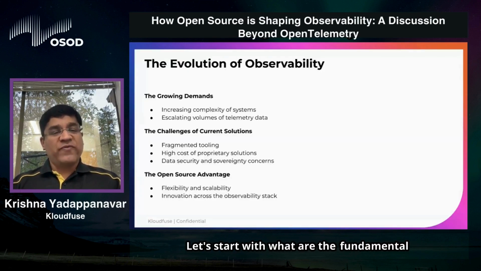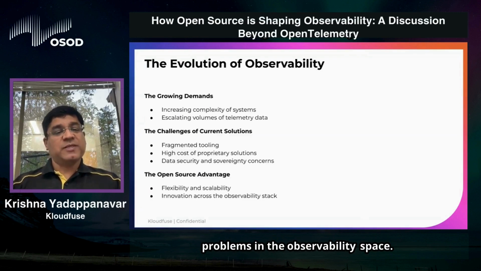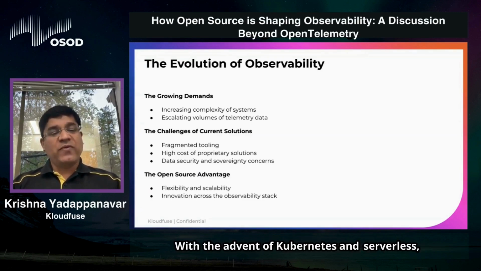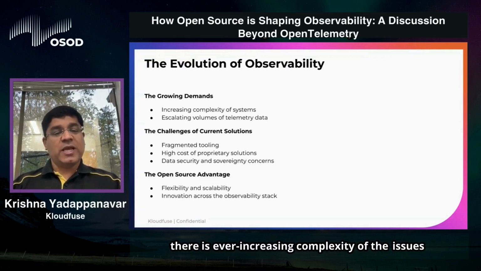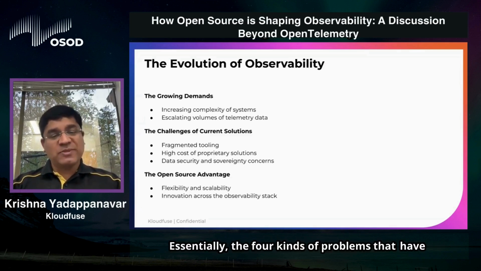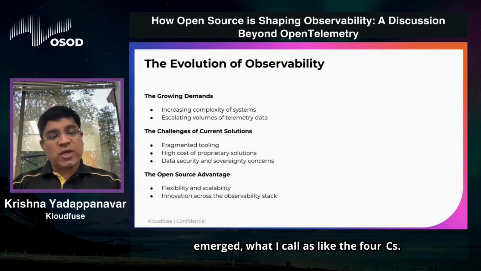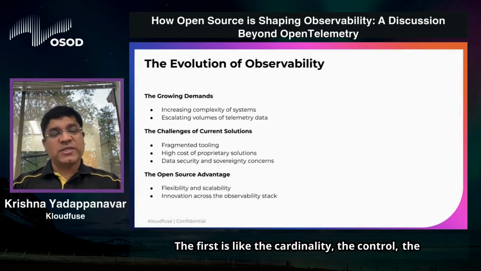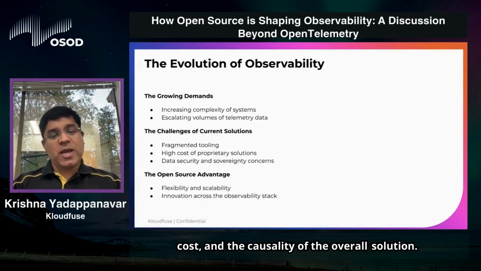Let's start with what the fundamental problems in the Observability space are. With the advent of Kubernetes and serverless, there is ever-increasing complexity of issues when it comes to the various deployments, because of which four kinds of problems have emerged, what I call the 4 Cs. The first is the cardinality, the control, the cost, and the causality of the overall solution.